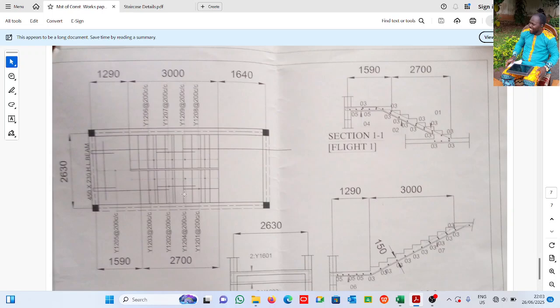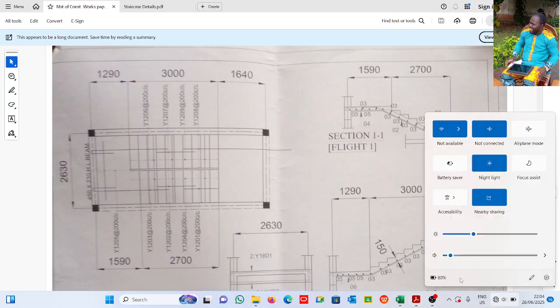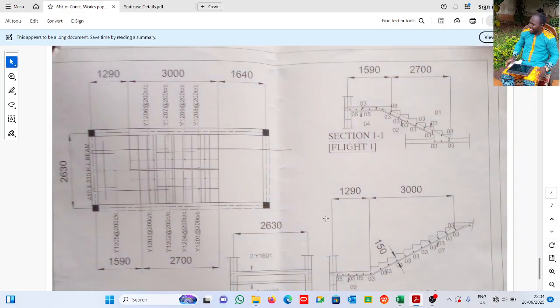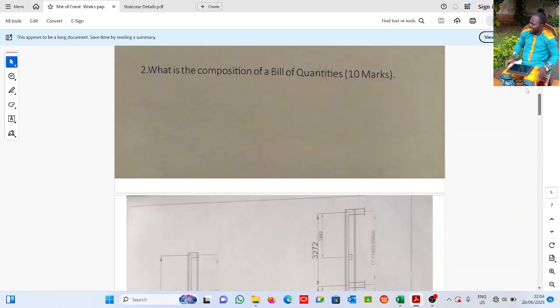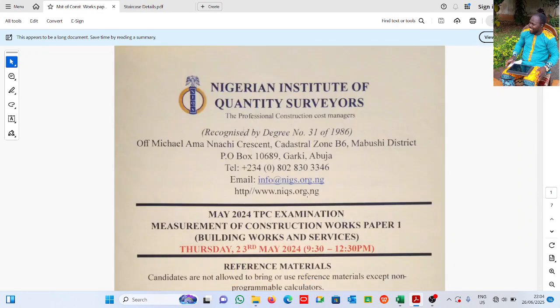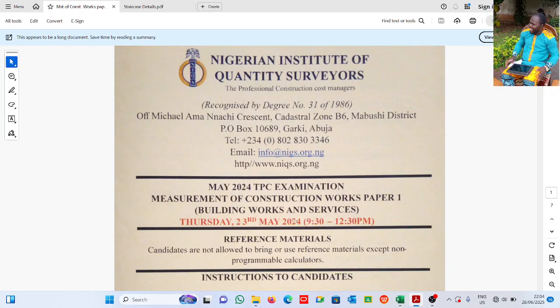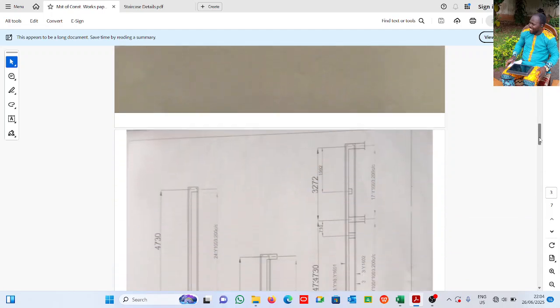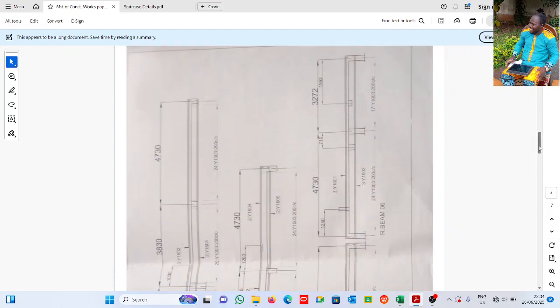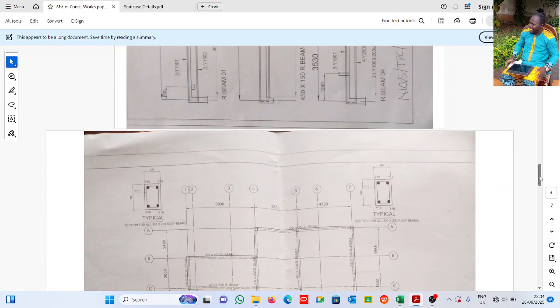In this tutorial, I'll be putting us through how to measure staircases, how to take off for staircases. Now, also, we'll be taking a reference from the NIQS Test for Professional Competence exam. You can see this is 2024, last year. So we'll be taking a reference from there, and then we'll see how we go over it, how we take off for staircases.